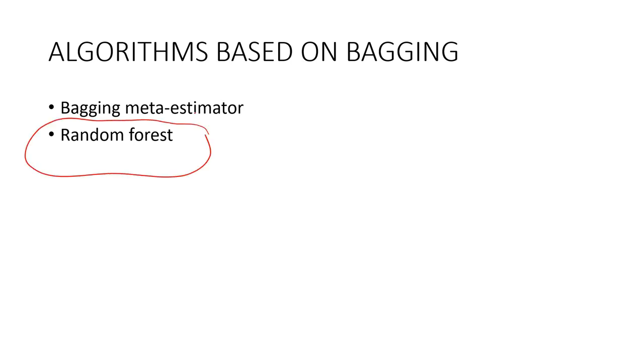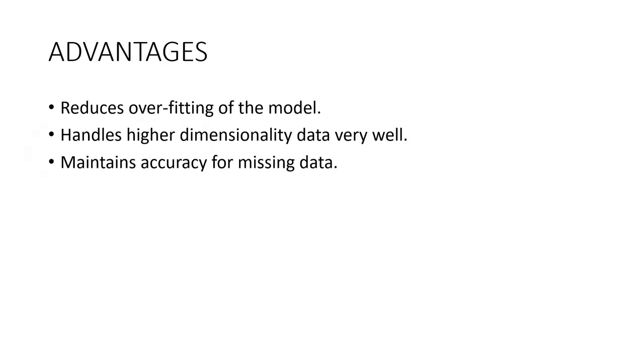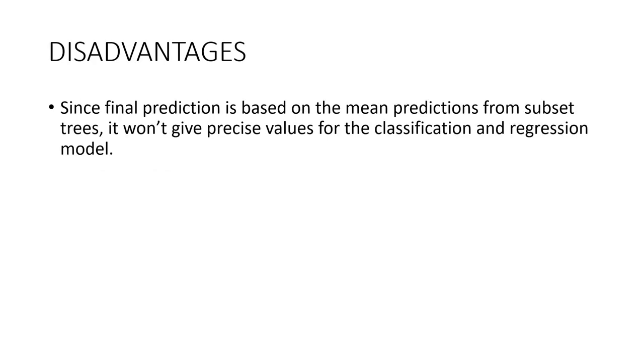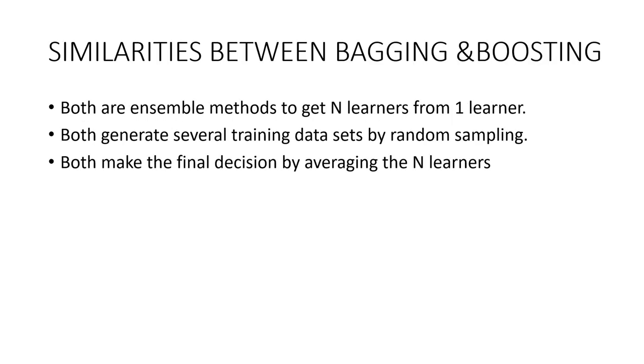Random forest is the most important algorithm for bagging. Advantages of bagging: it reduces overfitting of the model, handles higher dimensionality data very well, and maintains accuracy for missing data. Disadvantages: since the final prediction is based on the mean predictions from subset trees, it won't give precise values for the classification and regression model.